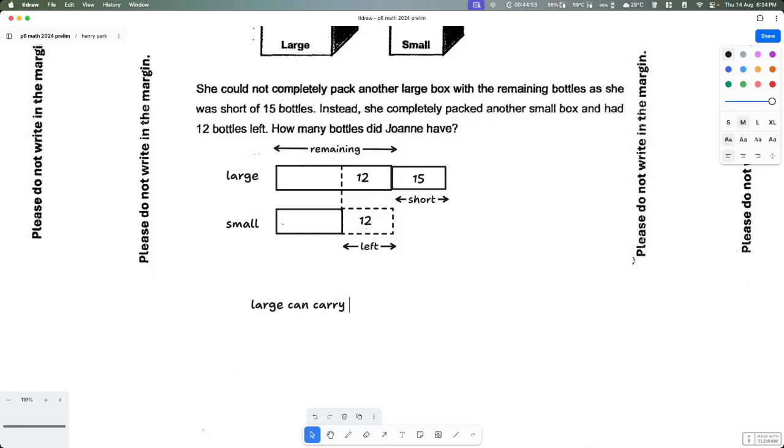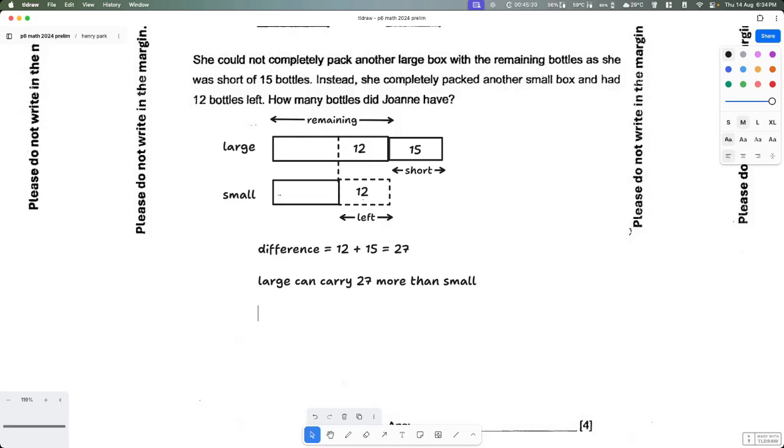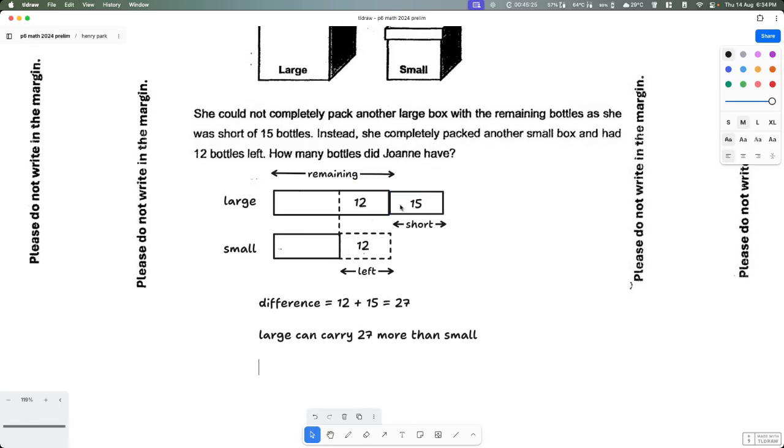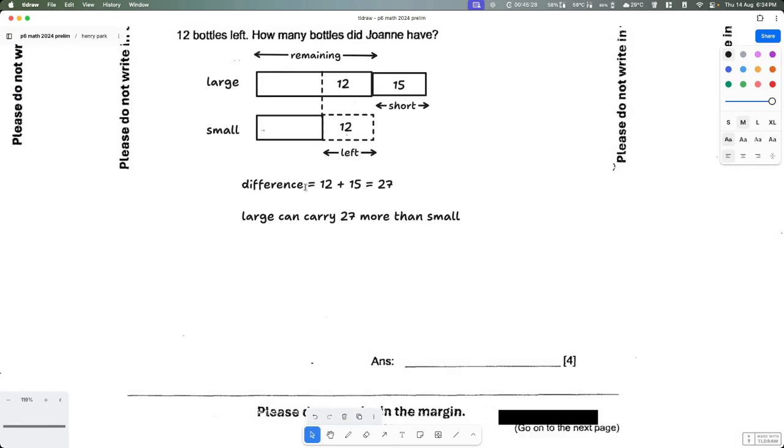So that means large can carry 12 plus 15 more than small. Difference is equal to 12 plus 15, equal to 27. So that means large can carry 27 more, right? Since large and small has a difference of 27, that means one large box difference is equal to 27.